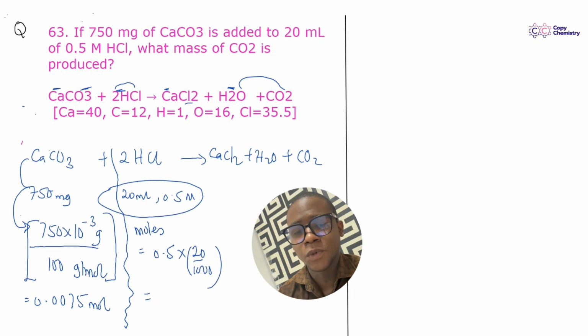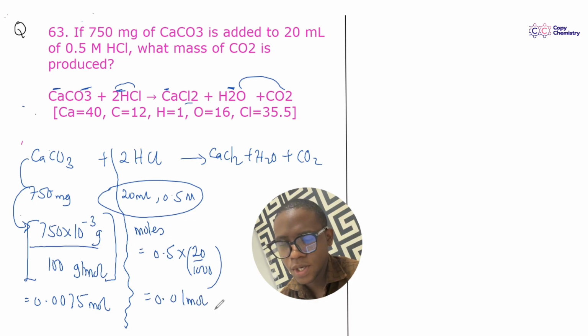The 0.5 molar there is moles divided by liter. That's molar, mole per liter. So I have to have my volume in liters, so it will all make sense. That's why I had to divide by 1000 to convert milliliters to liters. So when you work that out, you have 0.01 moles, and that's the moles of HCl.